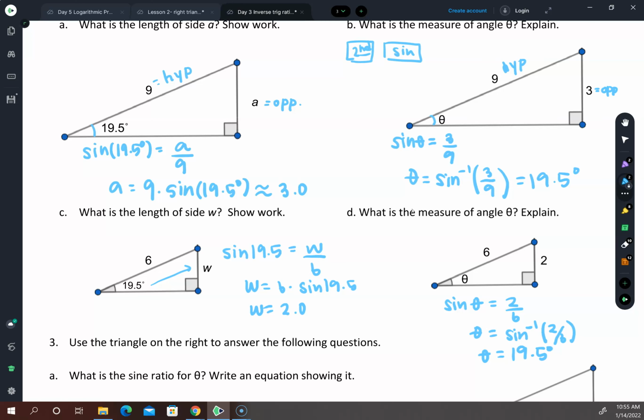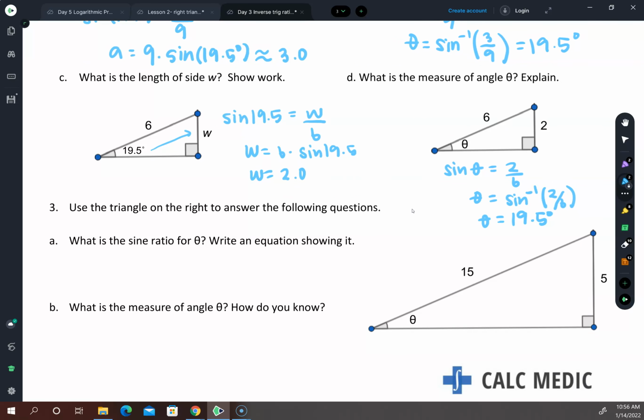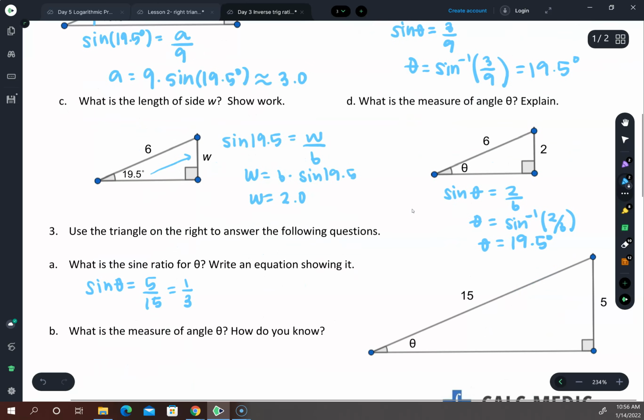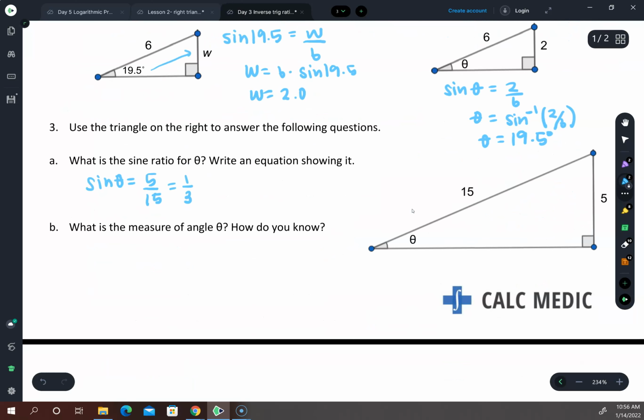So what is the ratio in the following triangle of the sine ratio for theta here? So opposite over hypotenuse, right? So sine of theta is opposite over hypotenuse, so it would be 5 over 15. So if I were to reduce this, it would be like what, a 1/3? And if you look at these ratios, 2 over 6 reduces to a 1/3, and 3 over 9 also reduces to a 1/3. So these are all similar triangles here.